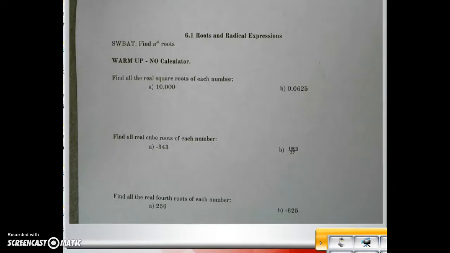Today we're going to be talking about roots and radical expressions. Our SWABAT is to find nth roots. Warm up, no calculator. So whether you did this on your own already or not, I'm still going to go over it with a little bit of detail.